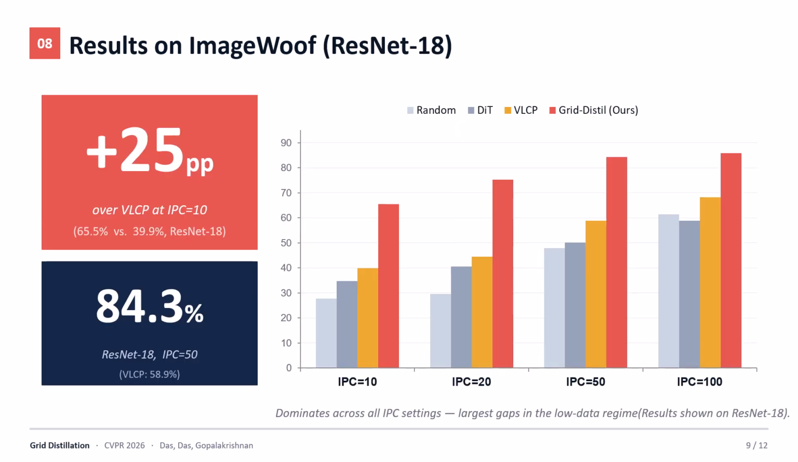Now let's look at results. On ImageWoof, a challenging fine-grained subset of ImageNet with 10 dog breeds, GridDistill dominates across every IPC setting and every backbone. In the extreme low-data regime, IPC equals 10, we hit 65.5% accuracy versus VLCP's 39.9%, a 25 percentage point gap. At IPC 50, we reach 84.3%, while VLCP plateaus at 58.9%. The pattern is consistent. The harder the regime, the larger our advantage.